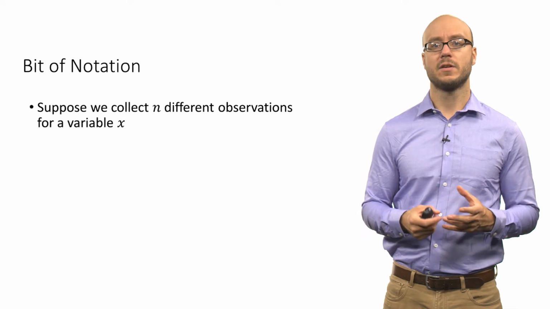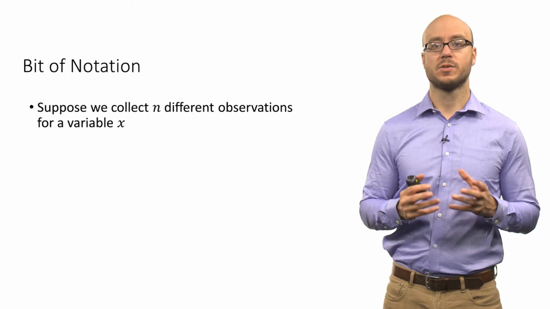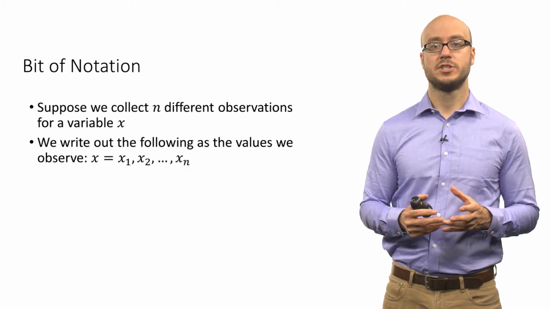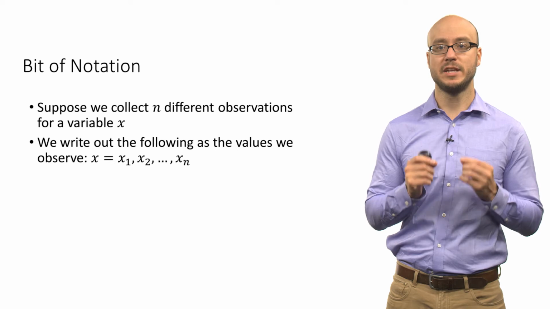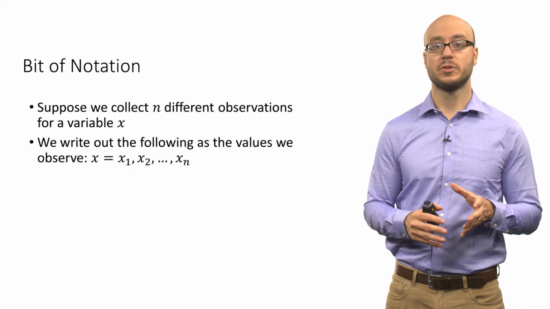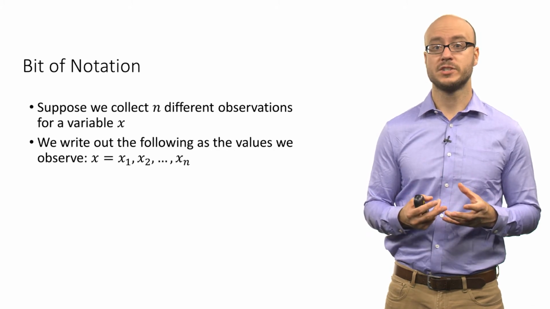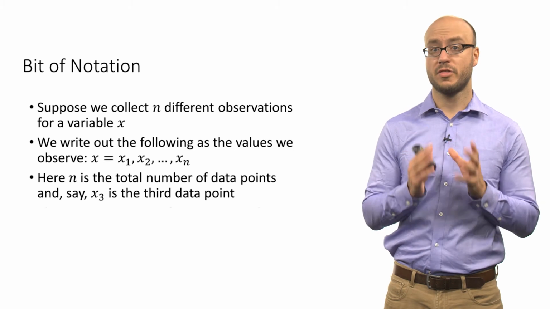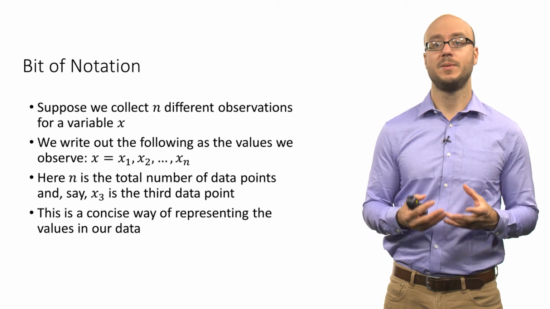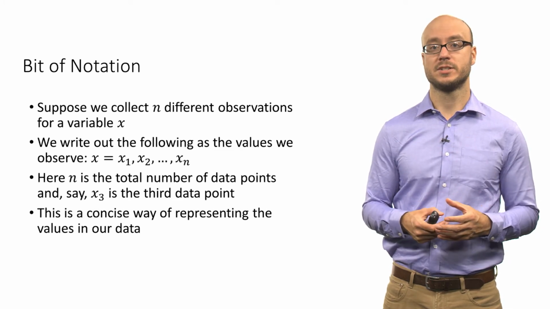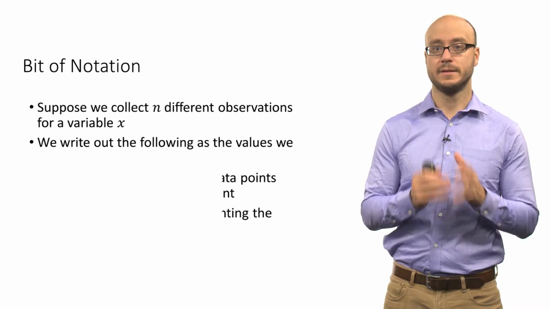Suppose we collect n different observations for a variable we call x. It's useful to write out these values or observations with subscripts. So if you have, say, 3 data points, it's useful to label each observation with an x and a subscript. So you might have x1, x2, x3. That refers to 3 different observations, and x subscript 3 refers to the 3rd data point. This is a very useful way of concisely describing the observations in our data set. You can just say, what's the value of x subscript 3? You can immediately refer to that data point.